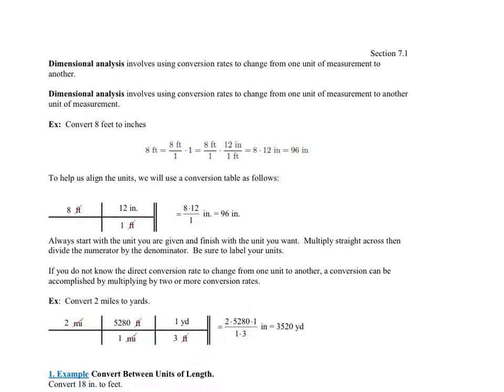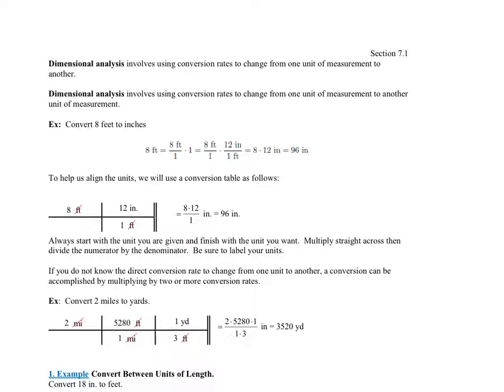So how would I have done it? I would have started with 8 feet. I would have used my conversion factor that 12 inches is 1 foot. Those are the same thing, so this is just the number 1. But the reason that I put feet on bottom is because I needed my feet to cancel. So now my feet cancel. Always multiply across the top and the bottom. So I have 8 times 12 divided by 1. Notice my unit now is inches, which gives me 96 inches.